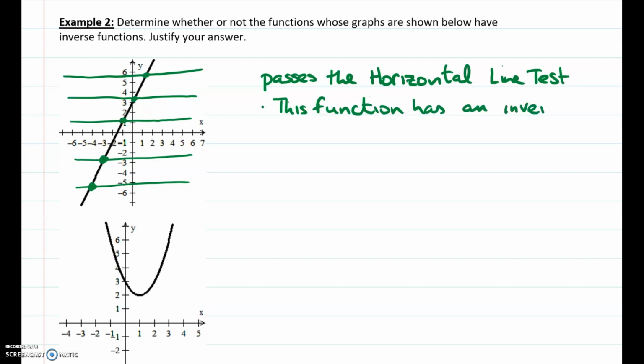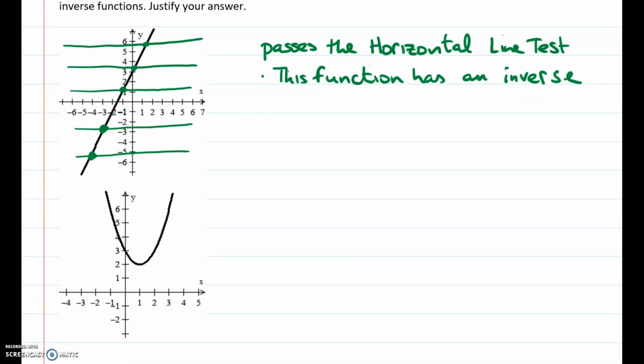Now, the reason we draw so many is that if we find even one horizontal line that hits the graph twice, then the function does not have an inverse. It fails the horizontal line test. So let's look at the second graph.